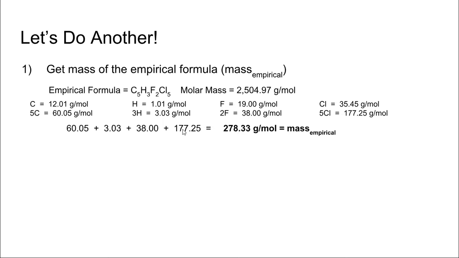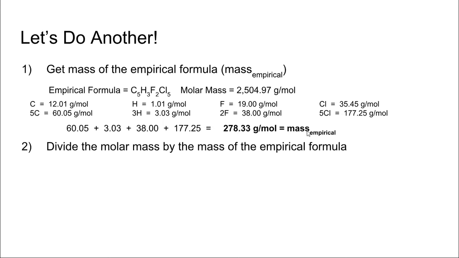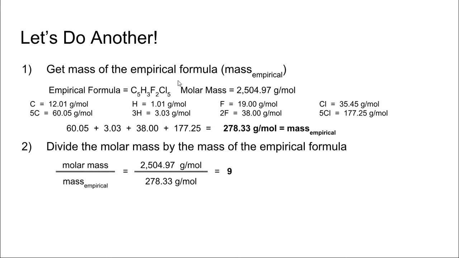We have our molar mass, but we have the mass of the empirical formula. Well, now let's divide the molar mass by that number, and that'll tell us how many of these bad boys are in our molecular formula. How many of these empirical formula units add up? Cool, so we divide, we get a nice whole number of 9, very nice.